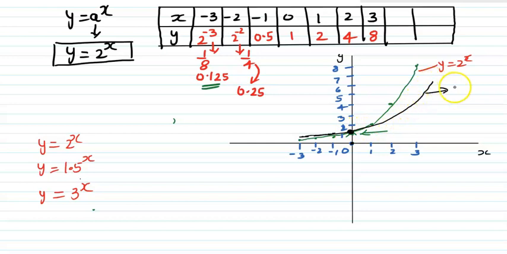Okay, so this will be y equal to 1.5 to the power x, because 1.5 is lower than 2. So on the right hand side, in this quadrant, it is below this, and in this quadrant here it is above green.